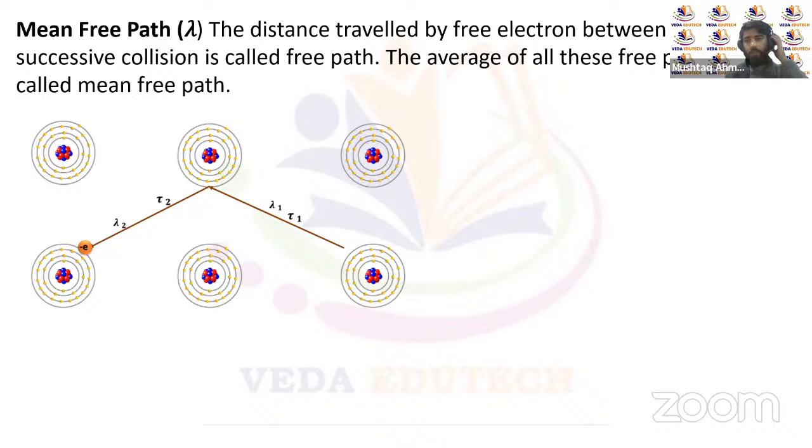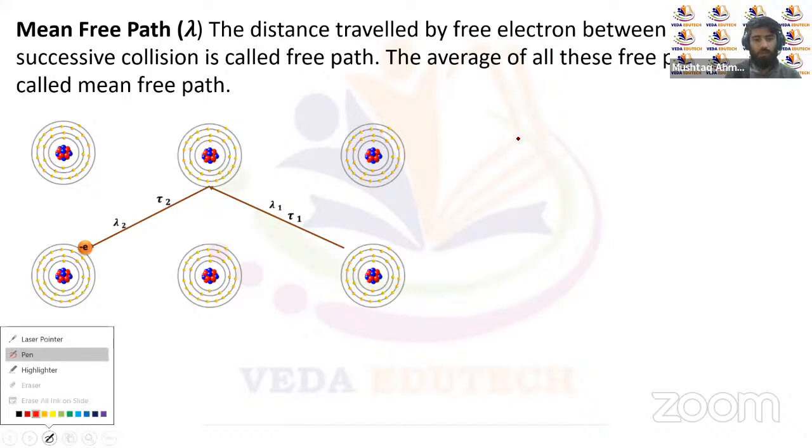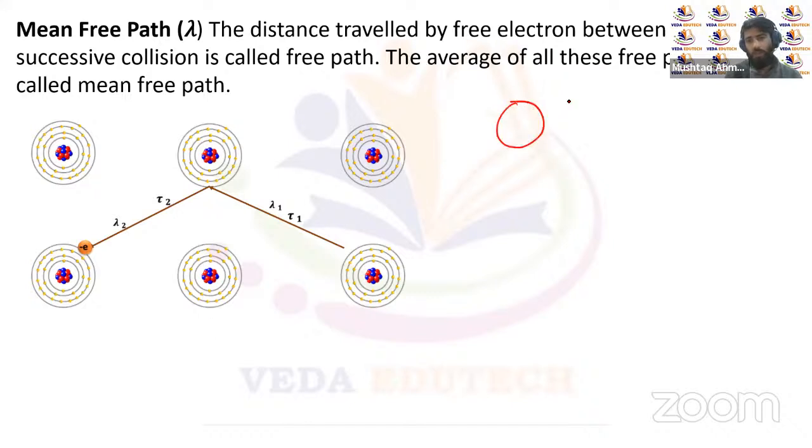And before discussing the microscopic form of Ohm's law, we'll be discussing the mean free path, right? You know that inside a conductor, let's suppose this is the conductor, what happens is that the charges or the electrons flow, right? And these electrons, while moving inside a conductor, continuously collide with the atoms of the conductor, right? It means that there are successive collisions.